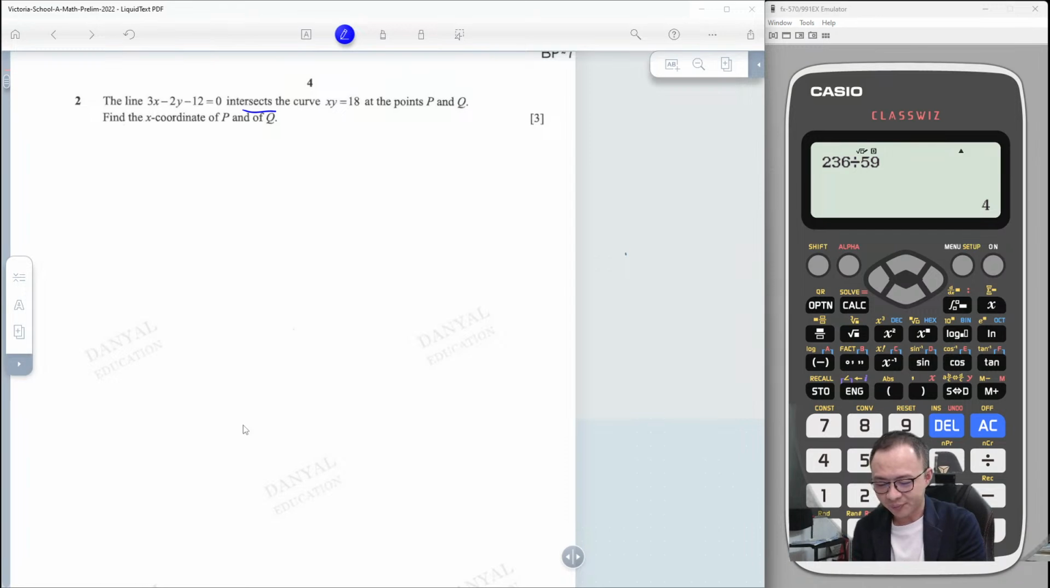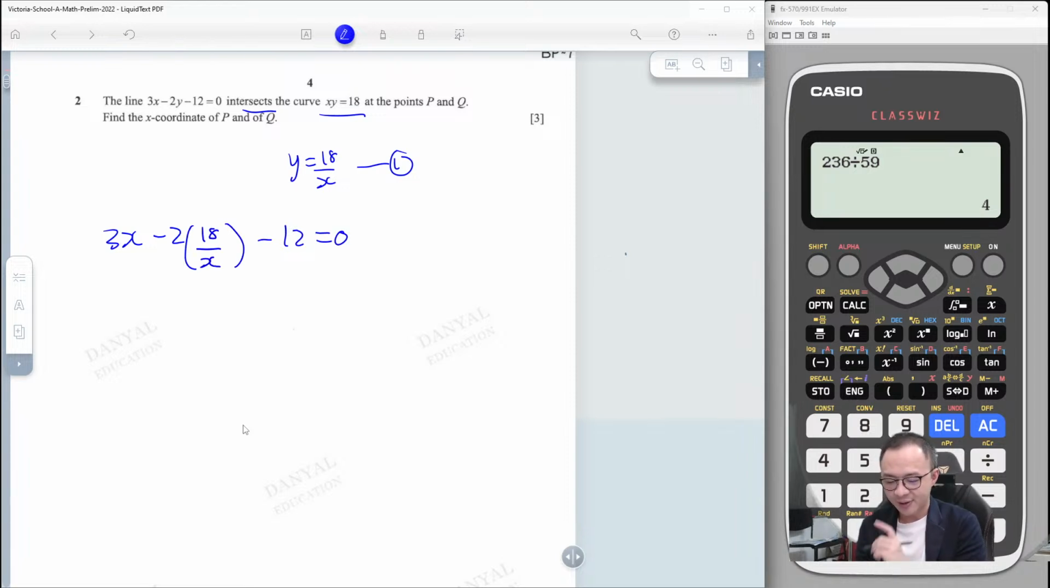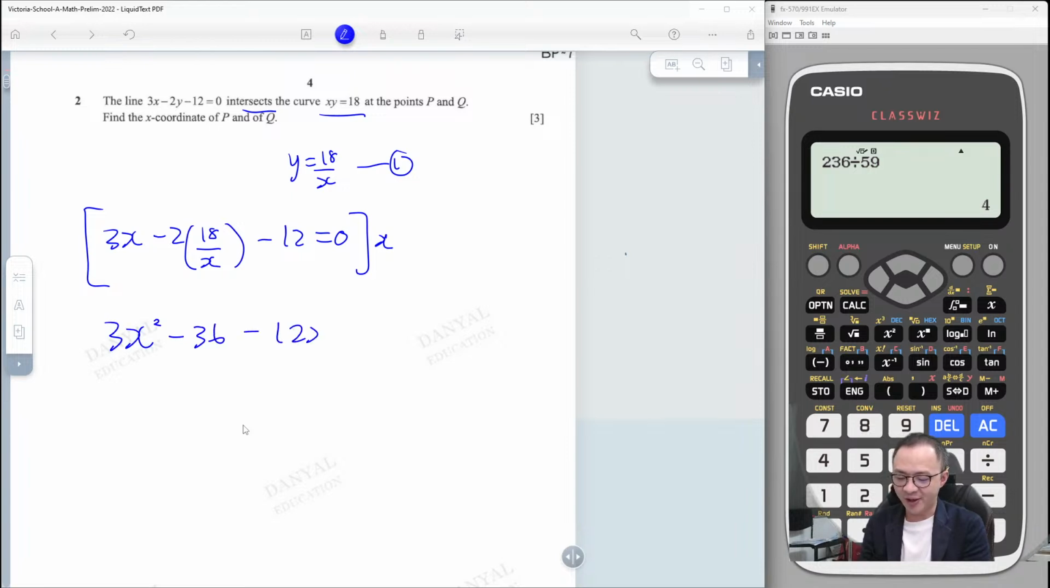Maybe this one I make y the subject, so 18 divided by x is my first equation. Then 3x minus 2y minus 12 equals 0. So my y is 18 over x. I will multiply x for the whole equation. Obviously, it's a quadratic equation. So 3x squared minus 36 minus 12x equals 0.